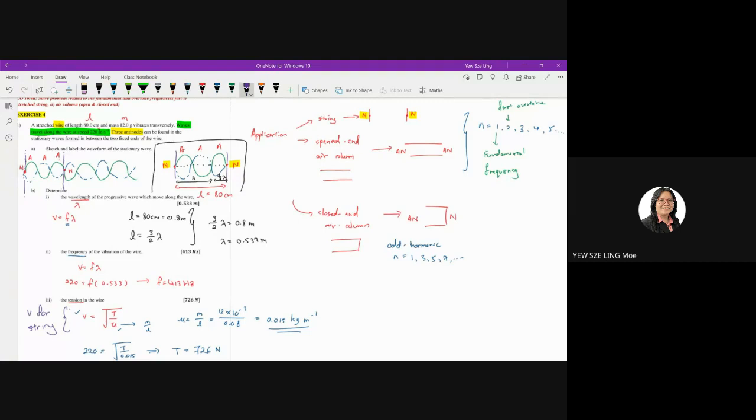Okay, if you have any question, if there's anything you don't understand, make sure to ask. Okay, if you understand, then you may try the following questions because you still need to sketch a diagram.